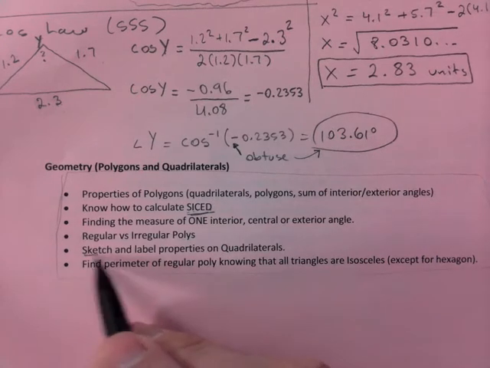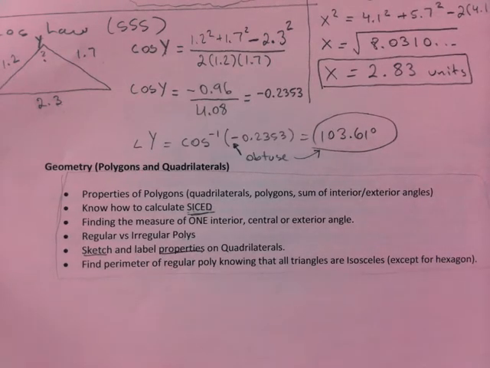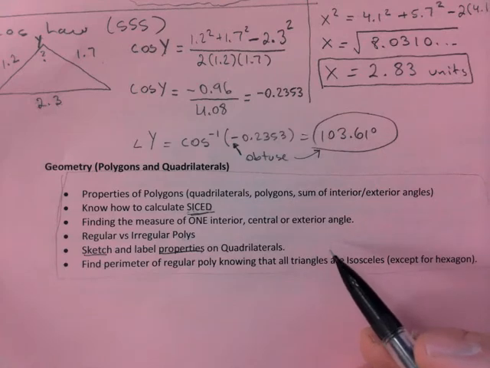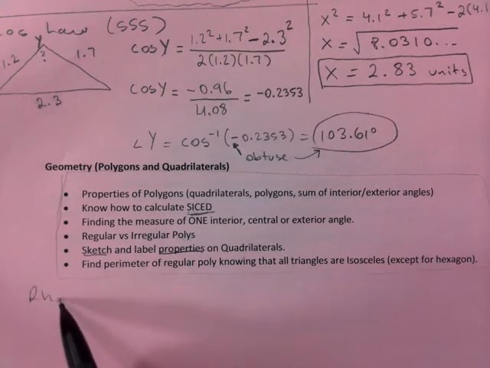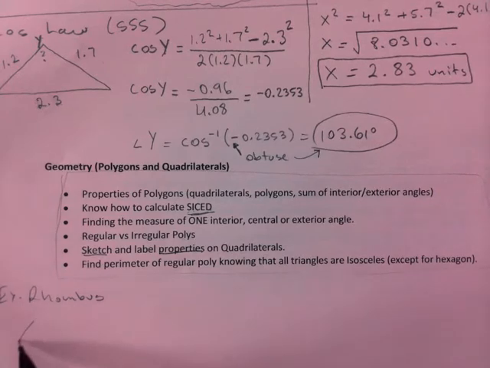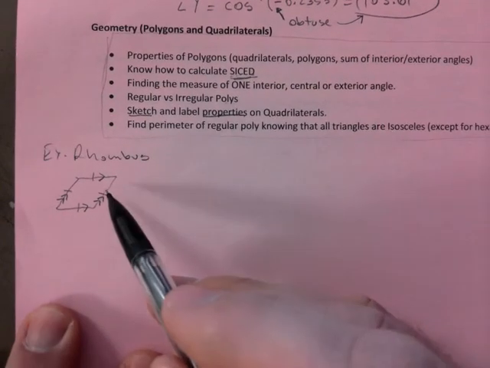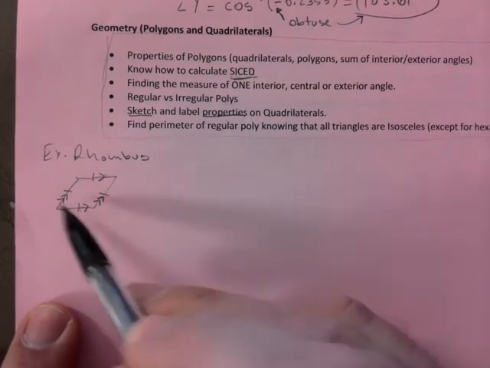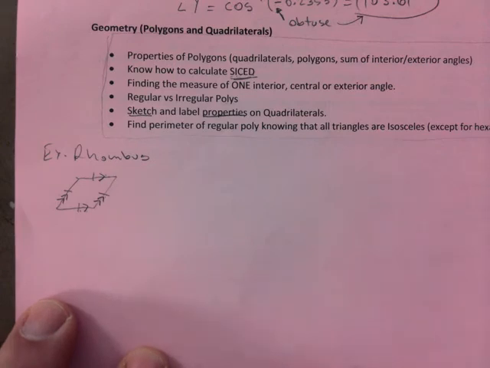You have to be able to sketch and label properties of quadrilaterals, right? If it's a rhombus, an example of a rhombus, it's basically a slanted square. So all sides are the same. And this side is parallel to that side. This side is parallel to that side. That's two properties right there. So all sides are the same, parallel, parallel. So you should be able to label it.